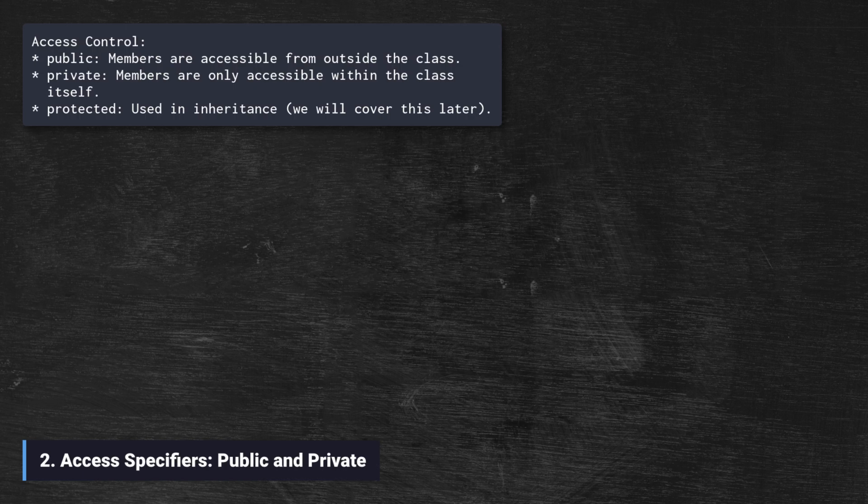Inside the class, we need to decide who can see our data and functions. We use access specifiers like public and private. For now, we will add the public keyword because we want our main program to be able to interact with the methods we'll create later.